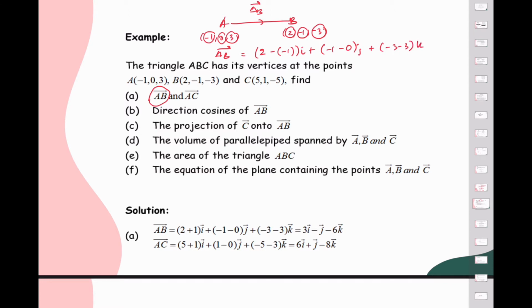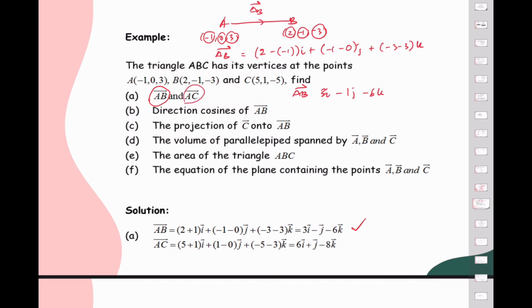Okay, so 2 minus negative will be plus, 2 plus 1 is 3i, negative 1 minus 0 will be negative 1j, negative 3 minus 3 is negative 6k, so this one is your AB. Okay, 3i minus j minus 6k. Okay, same goes when you want to find what is AC.